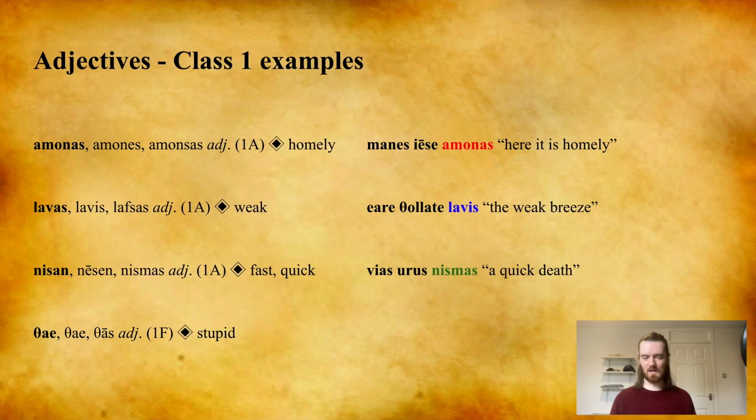And finally we'll look at thai, thas, which means stupid. It also belongs to the fricative subclass. We'll come to look at adjectives affected by vowel and consonant alteration in a following video. So how do we know what the stem form for this adjective is?